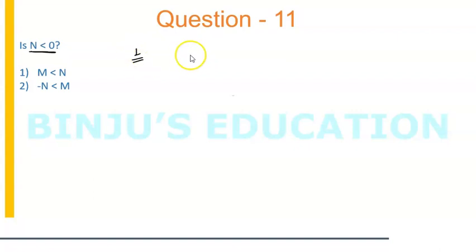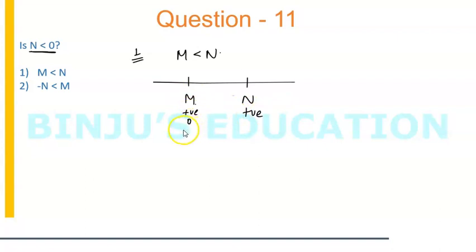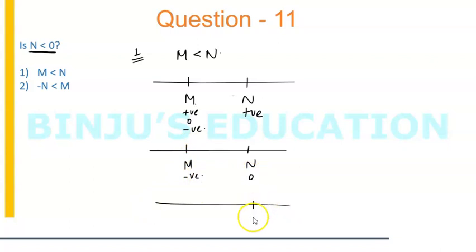First statement says that m is less than n. Now if m is less than n, then there are a lot of possibilities. M less than n basically means that on the number line, n will be on the right and m will be on the left. It may happen that n is positive, it can be 0, or it can be negative. It may also happen that n is 0 and m in that case is negative. It may also happen that n is negative and m is also negative.